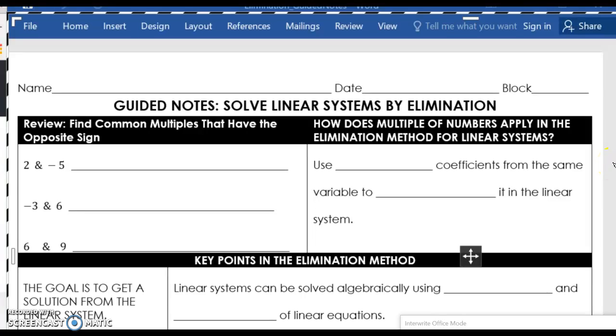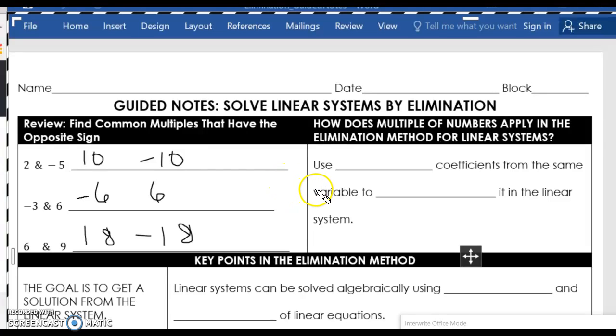Today we're going to talk about how to solve linear systems by elimination. Before we do that, let's do a quick review about common multiples. What would be a common multiple with opposite sign for 2 and negative 5? 10 and negative 10. How about negative 3 and 6? Negative 6 and 6. And what about 6 and 9? 18 and negative 18.